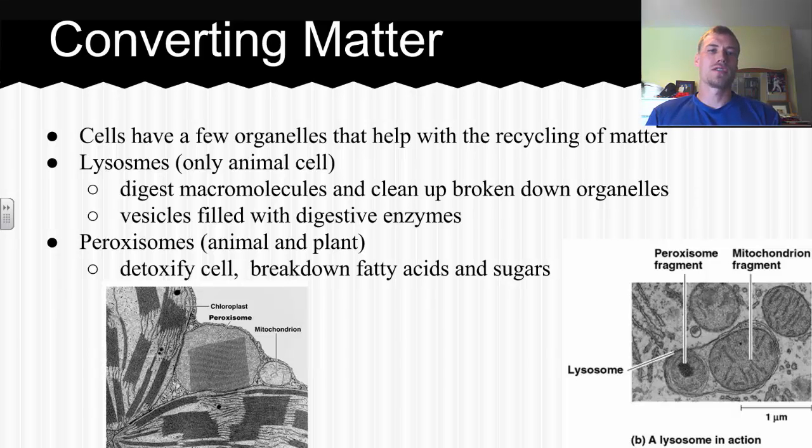So how do cells convert matter? Well, they have a few organelles that help with this. Generally, they're going to use their lysosomes or their peroxisomes. Now, lysosomes are only found in animal cells, whereas peroxisomes can be found in both animal and plant cells. Lysosomes digest macromolecules and clean up broken down organelles. We looked at this last time, but they fuse with them in order to make that happen. And they are little vesicles filled with digestive enzymes.